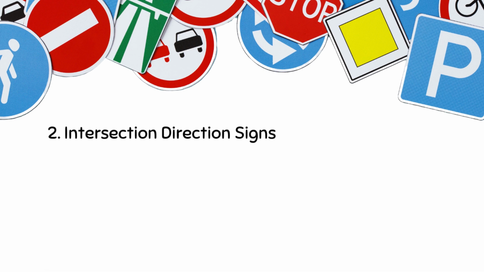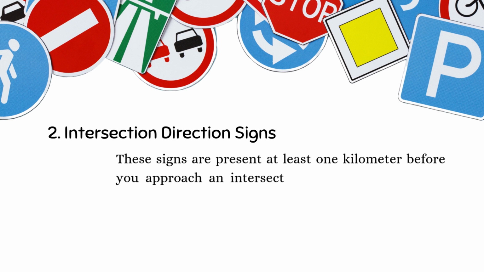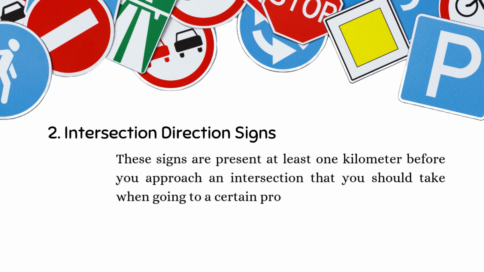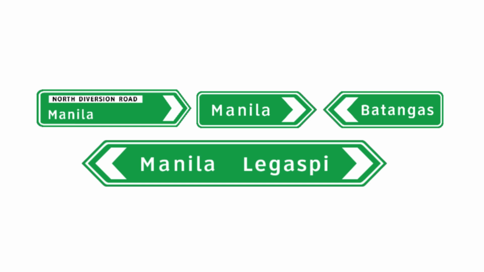2. Intersection direction signs. These signs are present at least 1 kilometer before you approach an intersection that you should take when going to a certain province. These are examples of intersection direction signs.